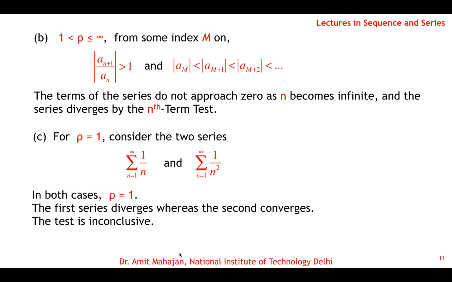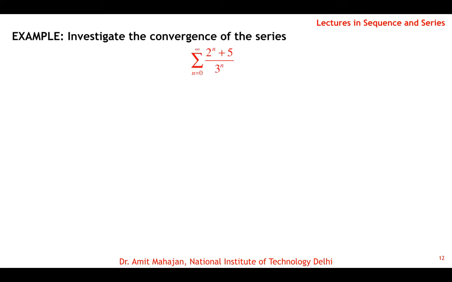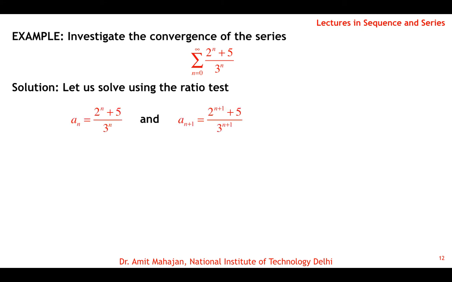Right, so this is the ratio test. You can utilize this to find the limit of the absolute ratio, and then you can predict the convergence and divergence of the series. Okay, let us take one example here. Say, investigate the convergence of the series, n from 0 to infinity, of (2 power n plus 5) by 3 power n. So let us use this ratio test to check this convergence.